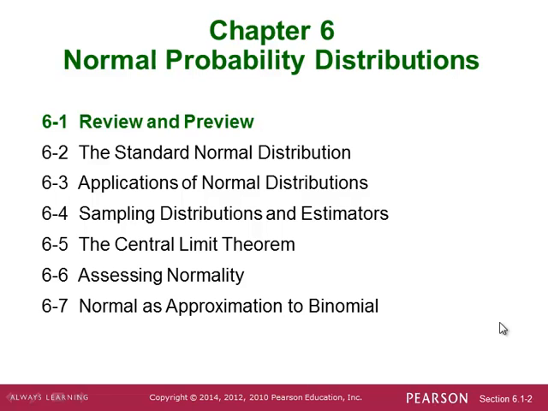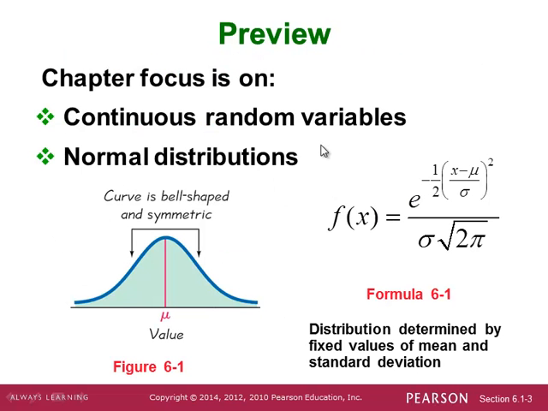But today we are going to start Chapter 6. Chapter 6 is about the famous normal probability distribution. Actually, it's a whole family of distributions. We're going to take a look at the standard normal today. Now, what exactly is a normal distribution?